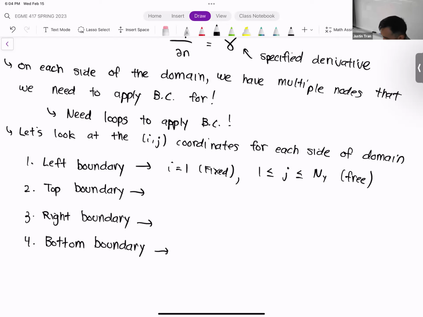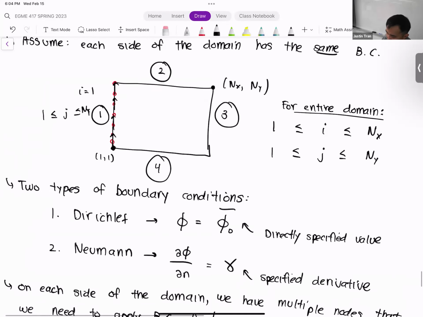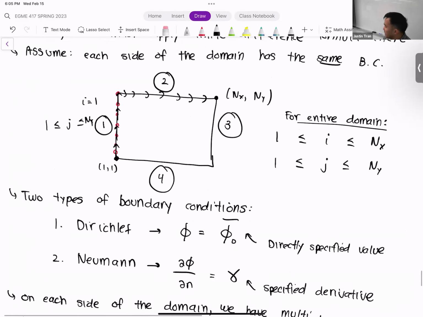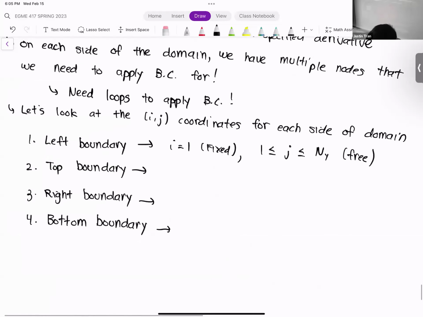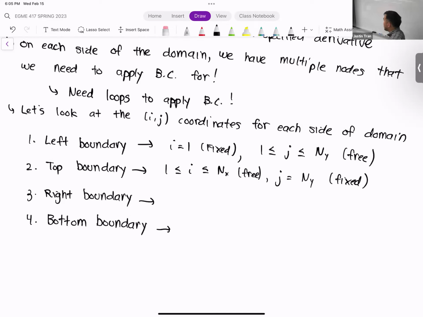All right, so let's look at the top boundary now. The top boundary, boundary two, is going to go from left to right. The one that's going to be free here is the i coordinate. So we have 1 less than or equal to i less than or equal to nx. This makes i the free coordinate. And the fixed coordinate for the top boundary is going to be j, fixed at a value of ny.